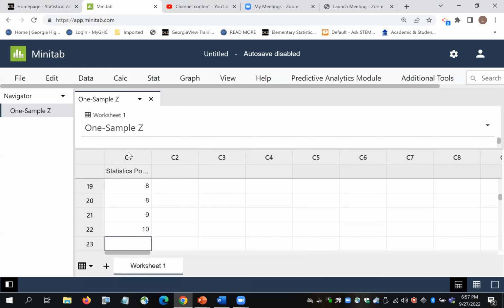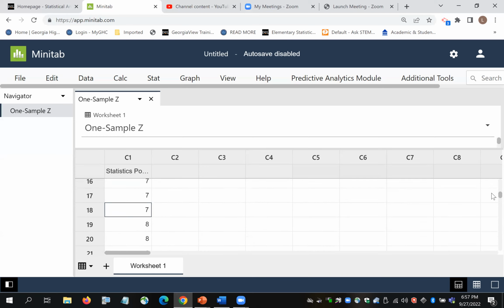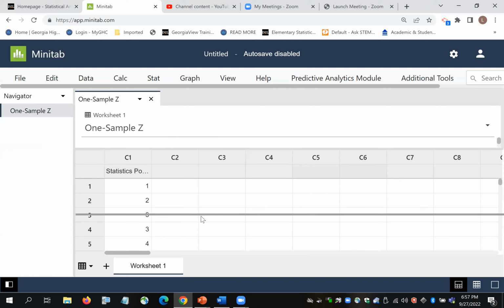I notice that I stop on the 22nd row, which again lets me know that I've entered 22 values, which is what I should enter. I'm going to scan it to make sure I didn't do any more typos like I thought I had. Okay, so it looks like I'm okay. And now I'm ready to find the confidence interval.